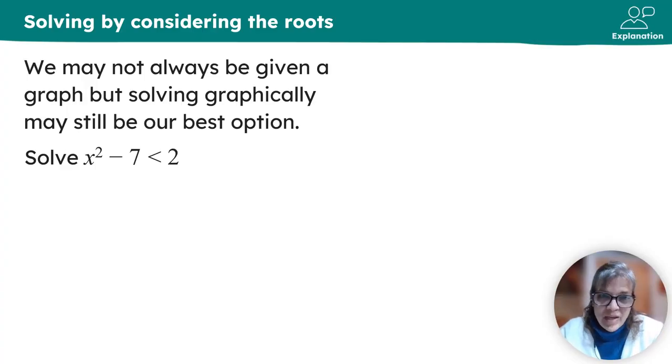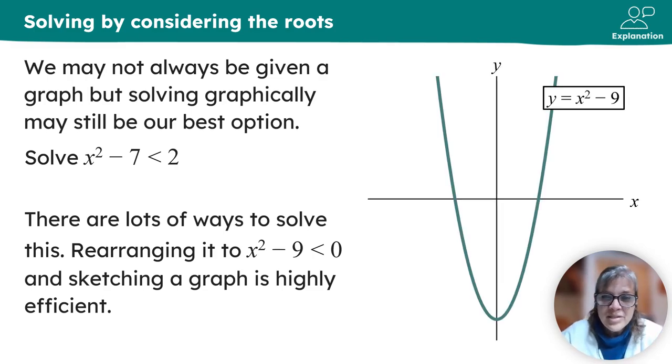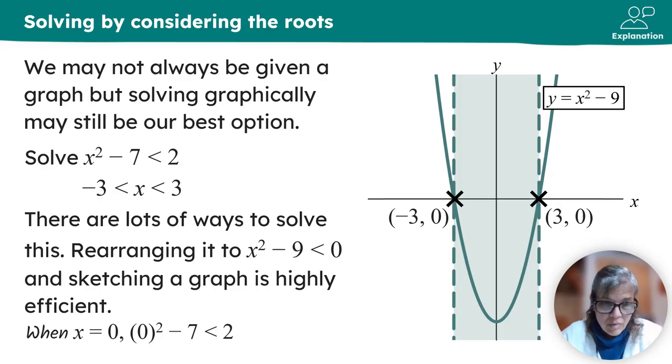We may not always be given a graph, but solving graphically might still help us. If we look at an inequality and realize, oh, I could rearrange that to be a difference of squares, then I could sketch it and realize, oh, I can solve that really quickly by factorizing it. I know that the roots of that would be -3 and 3. Therefore, I could find the region and find where that graph will lie. I could check it again by taking a value within that region and seeing if I come up with a true answer, to know that I've gotten the right part of the region.